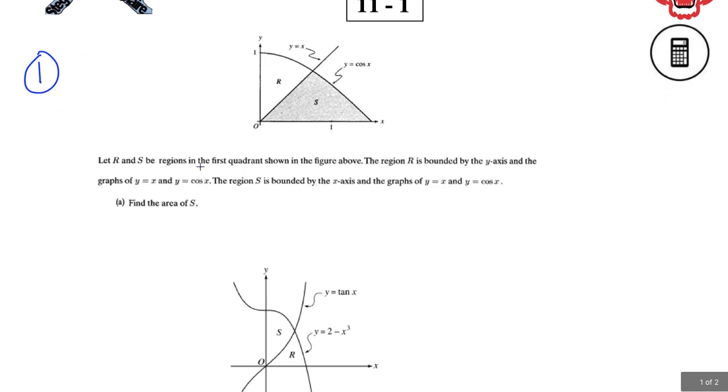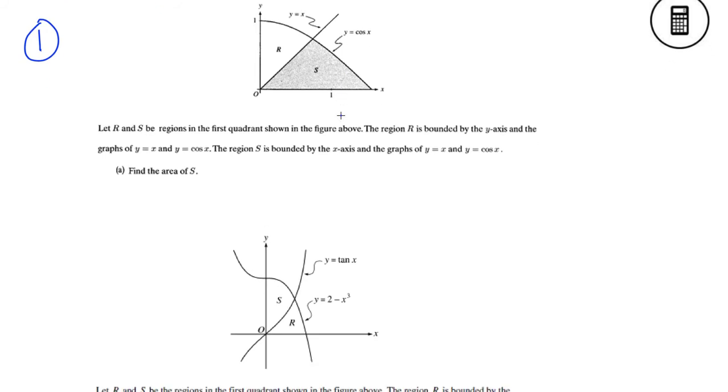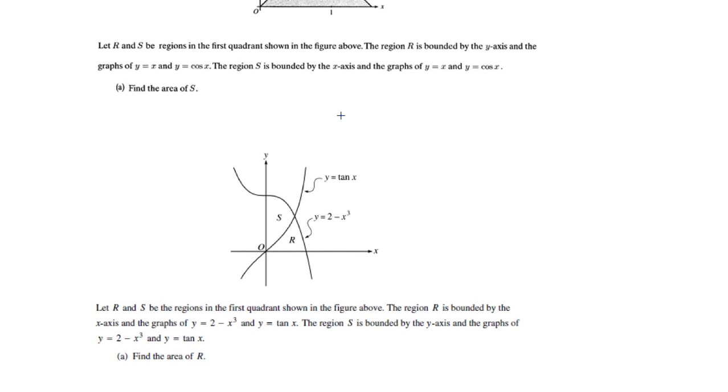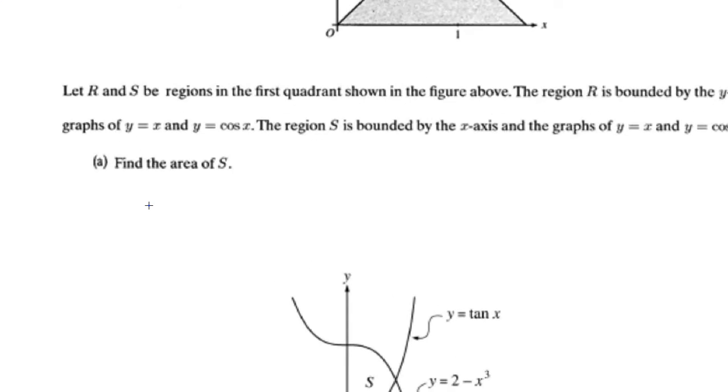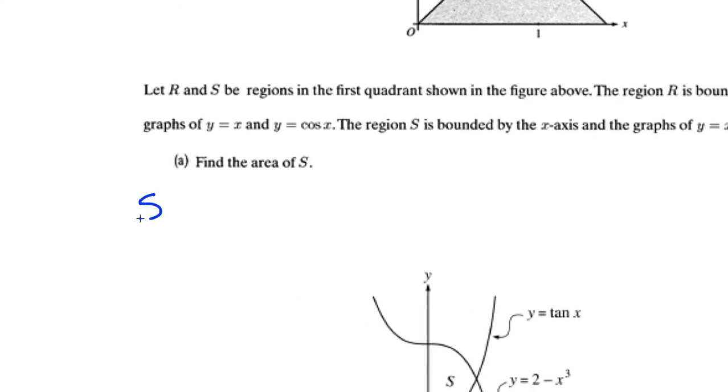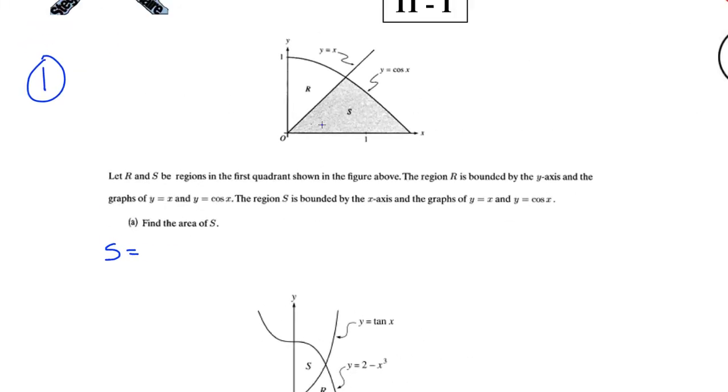Okay, so number 1, R and S are regions. This is almost the exact same thing that we were doing, only it's cosine instead of sine for the notes. Find the area of S, and we're not going to find the area of R apparently because it doesn't tell us to. Okay, so just S. So S is going to be equal to, so I have to split this function in half, right? Because I have area underneath one curve, which is our y equals x function, and then area beneath another curve, which is our cosine function.